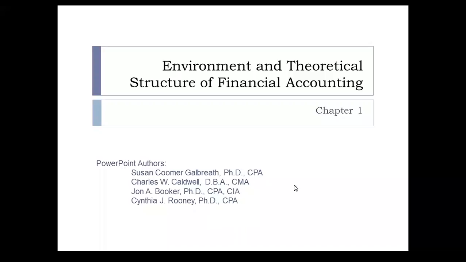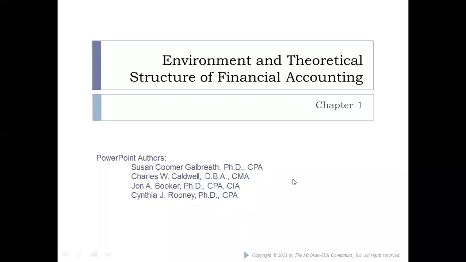In Chapter 1, we're going to be talking about basically the theory behind financial accounting and the environment in which it operates. A lot of general concepts and terminology in this chapter.